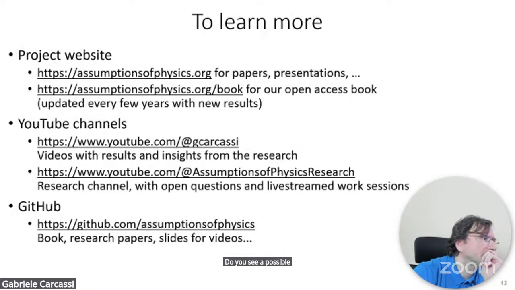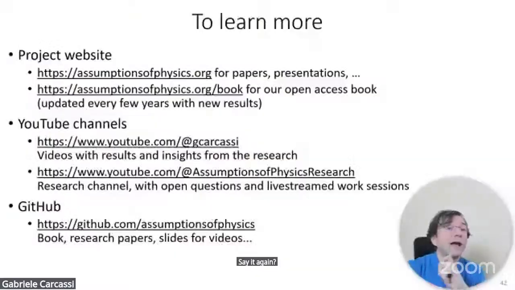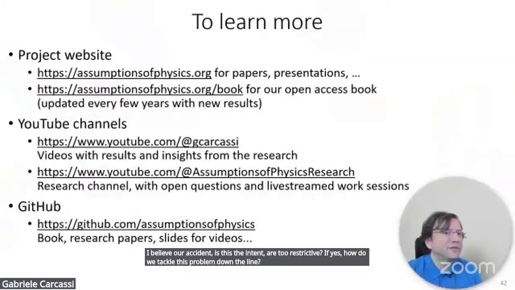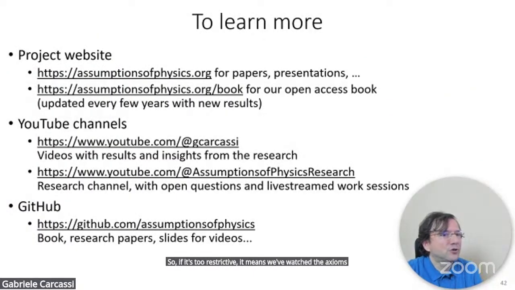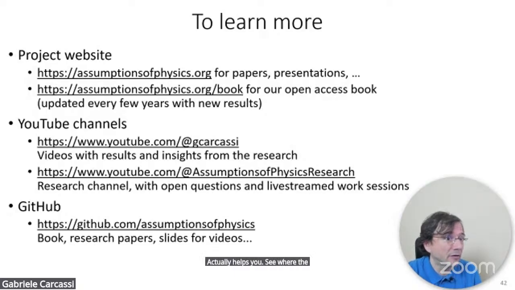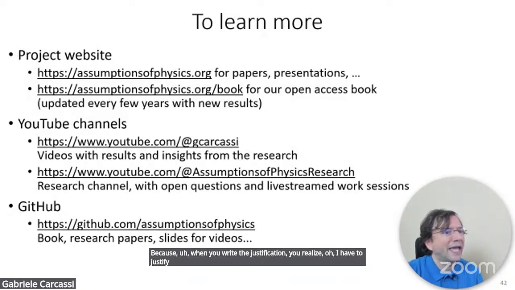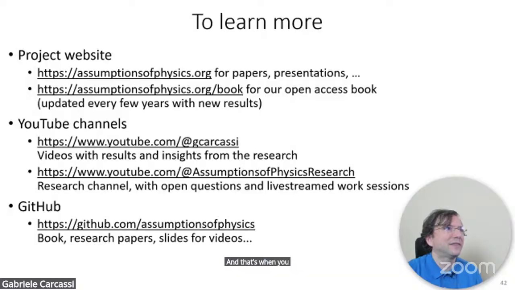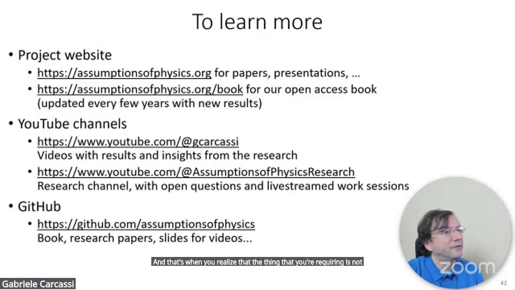The next question is from Daryl. Do you see a possible scenario where the foundation axioms are too restrictive? If yes, how do we tackle this problem down the line? So if it's too restrictive, it means we change the axioms. But this is where having to write the justification actually helps you see whether the axiom is too restrictive or not. Because when you write the justification, you realize, oh, I have to justify this. Where do I get it from? And that's when you realize that the thing that you're requiring is not always going to be there.